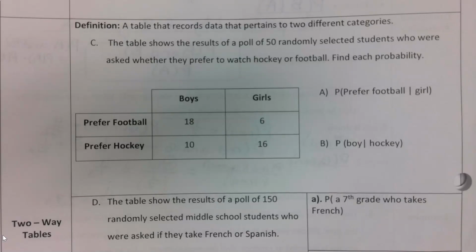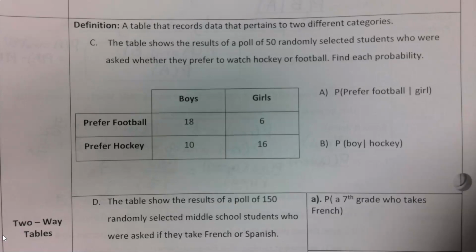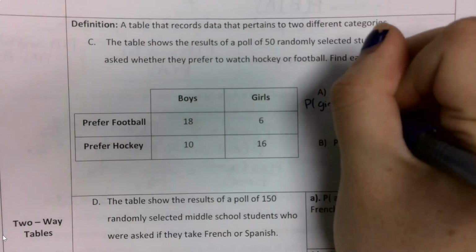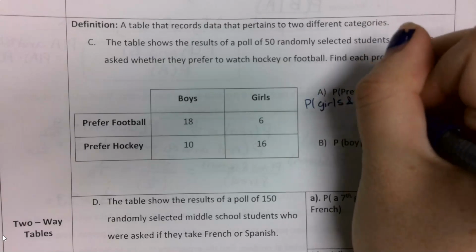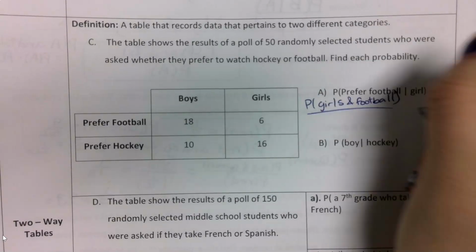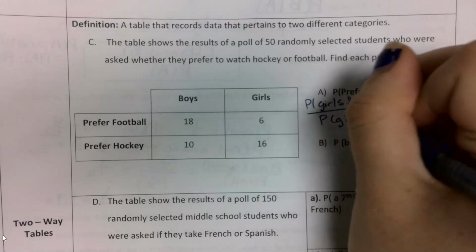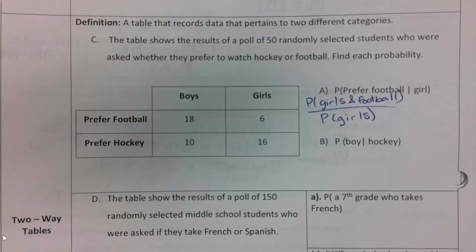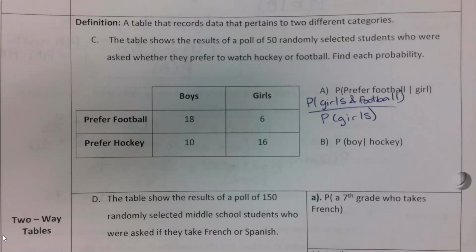Find the probability. So A wants me to find the probability of someone who prefers football given that they are a girl. So what this means I'm doing is I'm finding the probability of girls and football over the probability of just girls. So the word that comes last is the word that goes on the bottom.